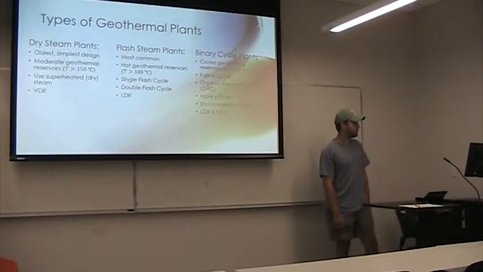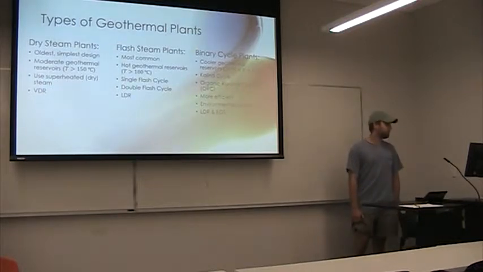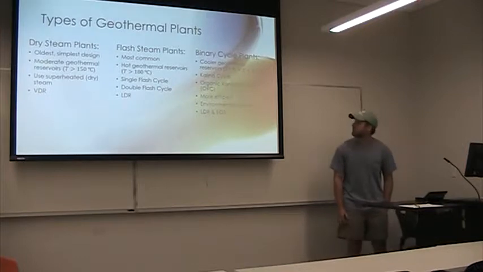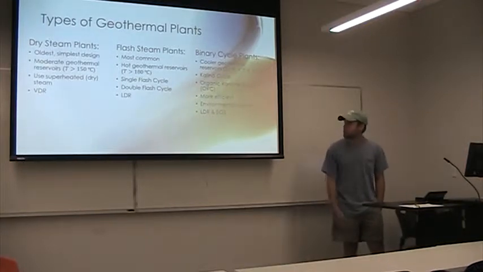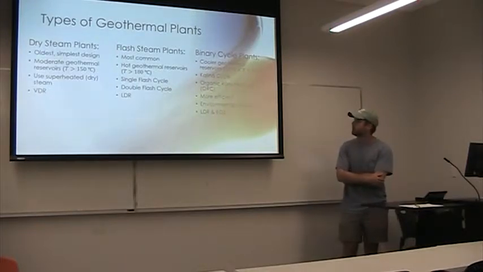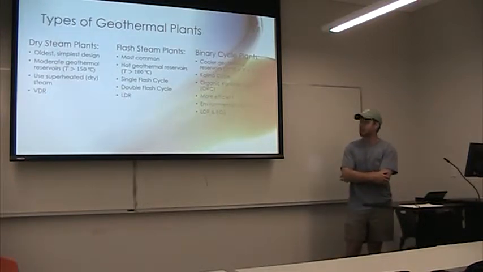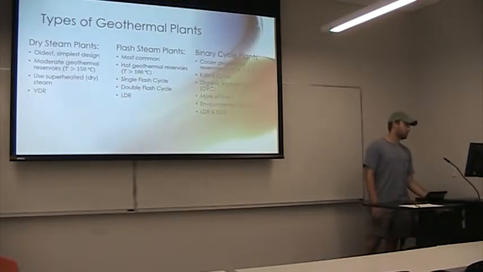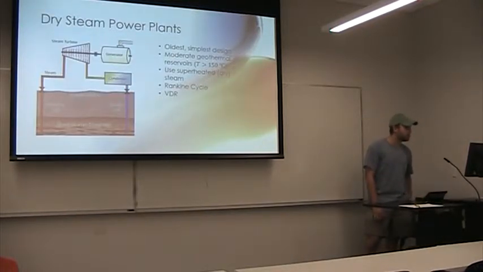There are 3 different types of power plants: dry steam plants, flash steam plants, and binary cycle plants. A dry steam plant is pretty simple, just a Rankine cycle. A flash steam plant is really similar to the Rankine cycle, and there are a couple of different types of it. The binary plant is the newer type. I'm about to go into these a little more. Basically, a dry steam plant, as I said, is just a Rankine cycle.